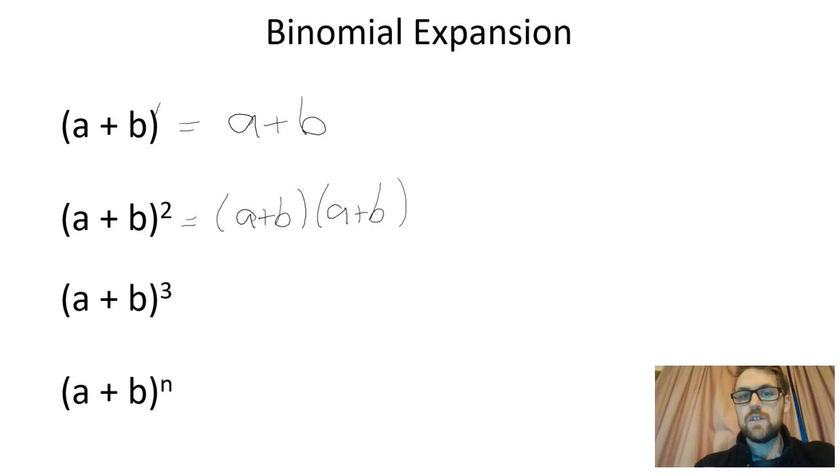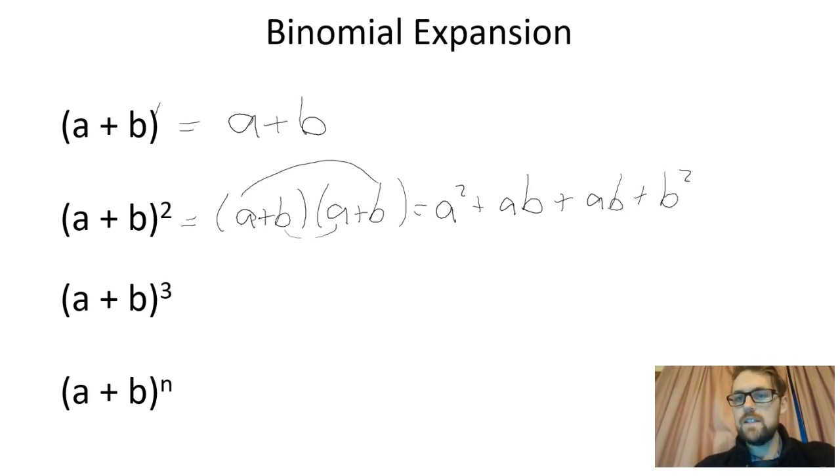So if we multiply the first two together, we get A times A, which equals A squared, plus the inner, B times A. I'm just going to write AB, it's the same thing, AB, BA. Plus the outer, so again, A times B. Plus the last, B times B, is B squared. Now I can gather these. The AB terms are like terms, so I can gather those together. So I can write A squared plus 2AB plus B squared. We've seen this with our quadratics and expanding before, so this shouldn't be anything new to you. So A plus B squared expands to A squared plus 2AB plus B squared.